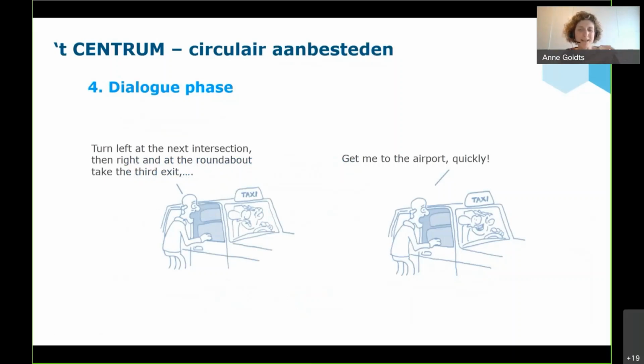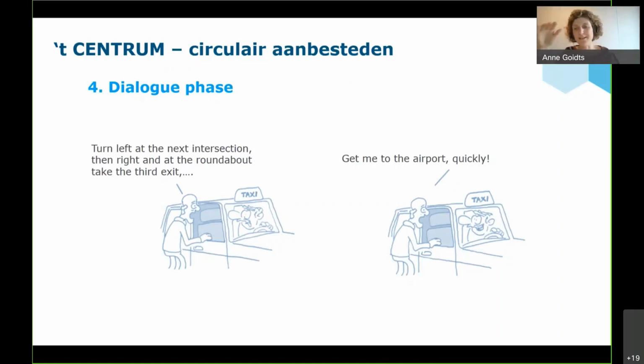To compare, it's like if you would ask a taxi chauffeur, you can ask him, get me to the airport quickly, just go. Then you can think that the taxi driver knows a lot about it, is the expert, so he will know how he should go there. Or you can go to a taxi driver and explain to him from the beginning to the end how he should drive to the airport. That's the difference.